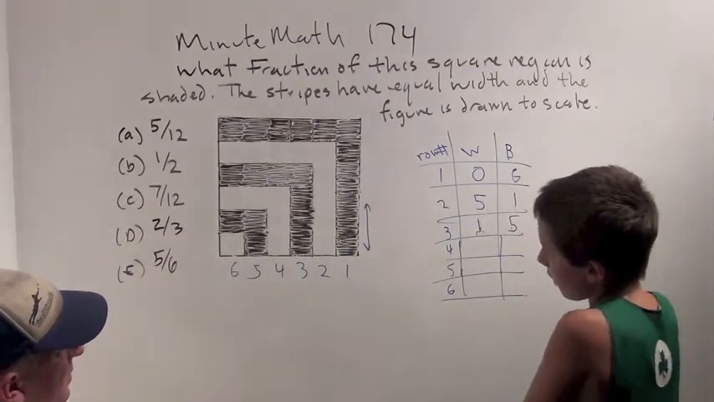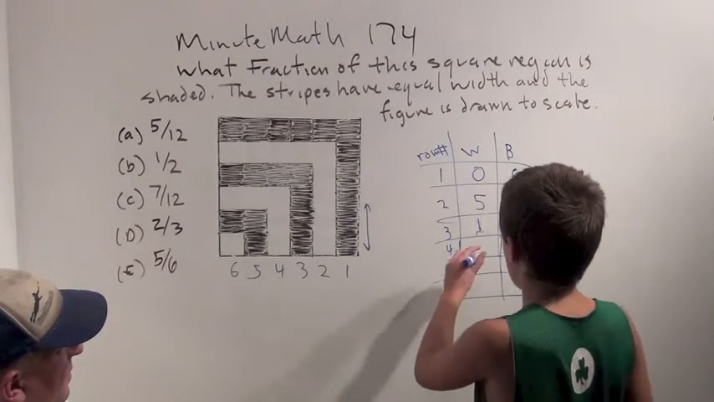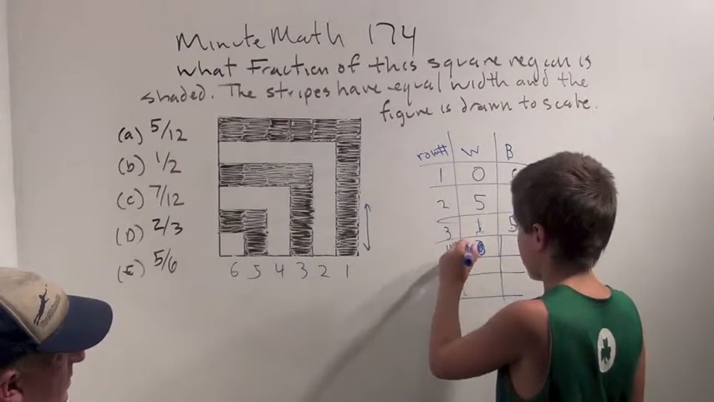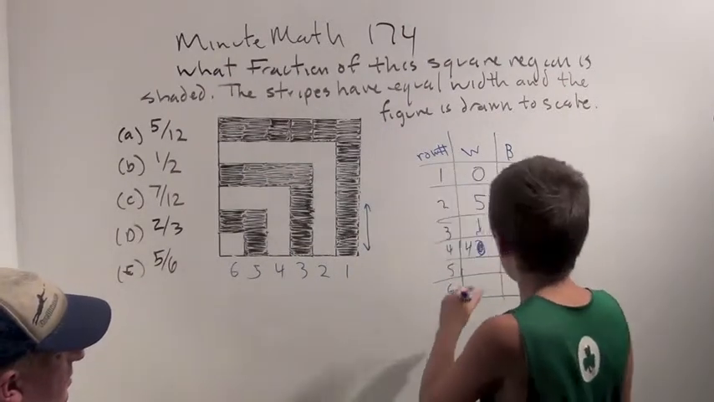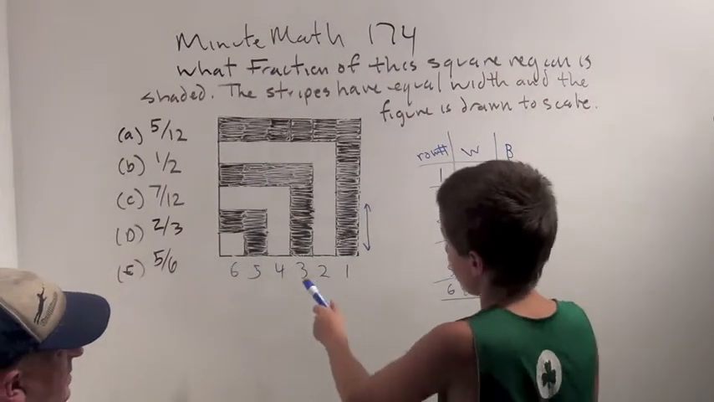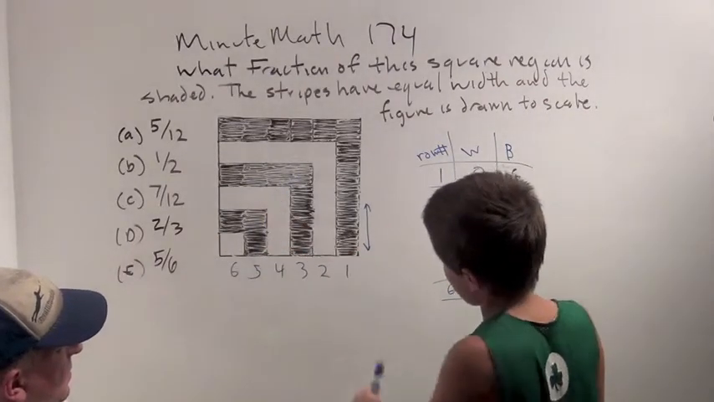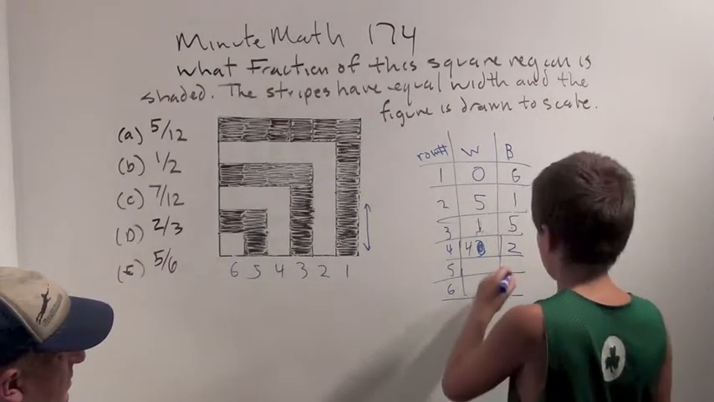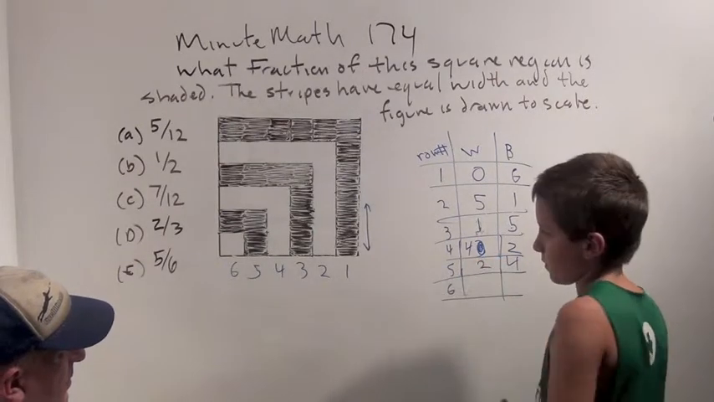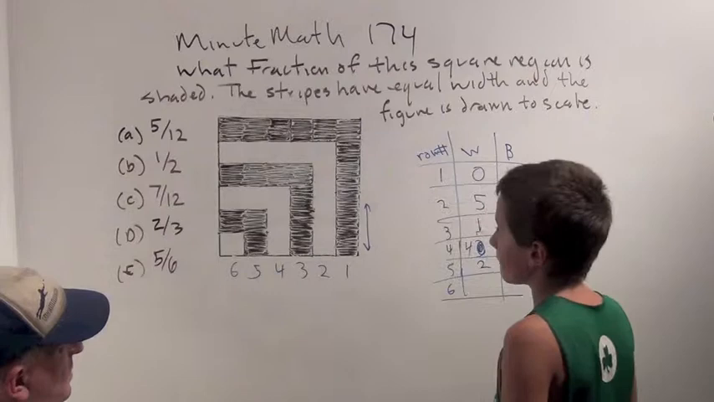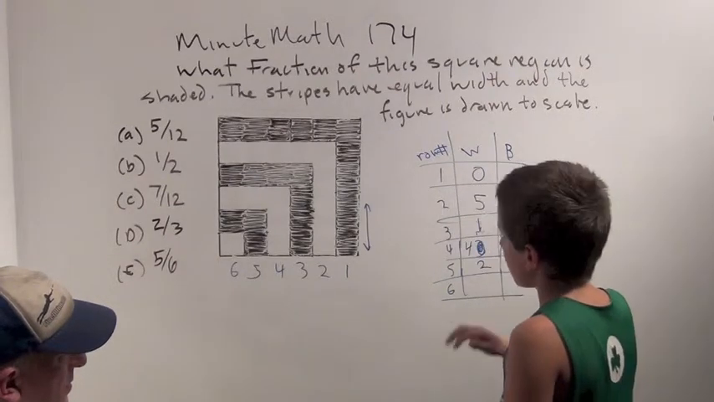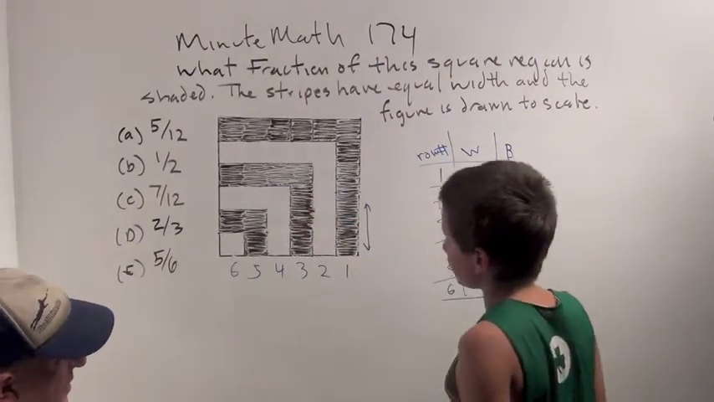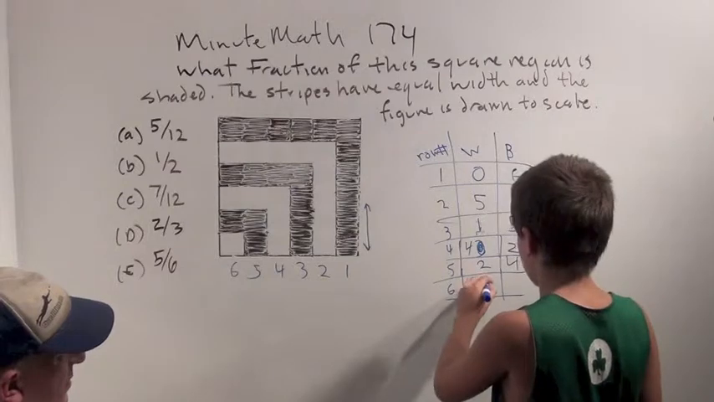What about row 4? Row 4 has 3 whites. Wait, 4 whites. Okay. And 2 blacks. All right. Row 5 has 4 blacks and 2 whites. Row 5, well, I meant to say row 5, yeah. Row 6 has 3 and 3.